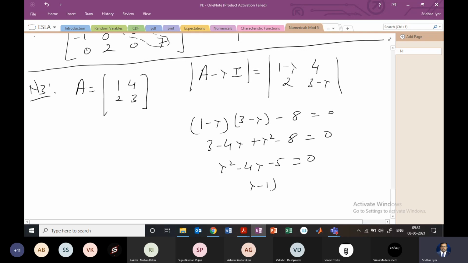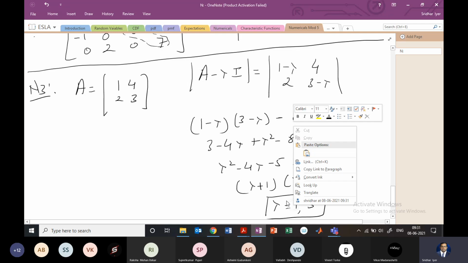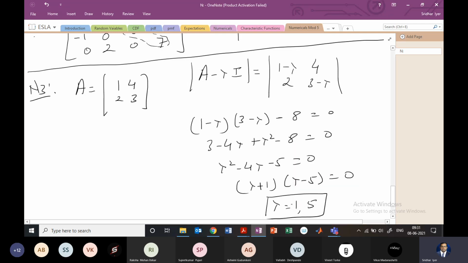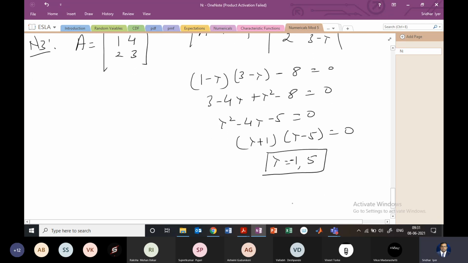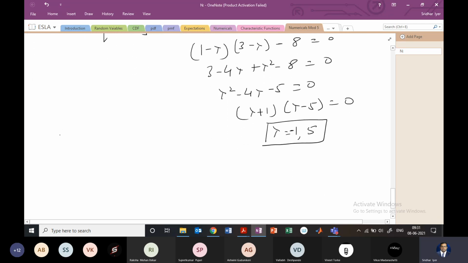Therefore you have lambda minus 1 into lambda minus 5 equal to 0. The two lambdas which we have is 1, 5. So these are the eigenvalues. Uh, 1 second. It should be plus 1. Therefore, you'll have a negative 1. Negative 1 and 5. These will be the eigenvalues. Now for each eigenvalue, we need to find the vector. So let's take lambda as 5.